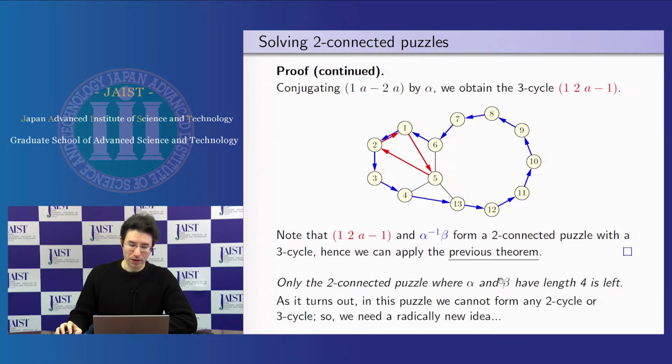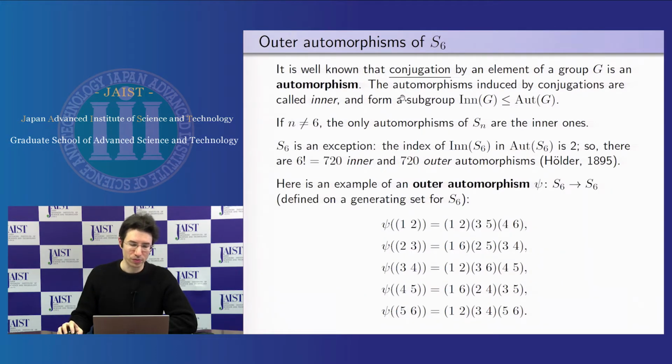All right, we only have the one type of puzzle to study, which is the one where the 2 cycles have length 4. So let's study it. In this puzzle, we cannot form any 2 cycle or 3 cycles, so we have to use a new idea for this puzzle. We use the concept of automorphism. An automorphism is a function from the group into itself, which preserves its structure. And conjugating by an element is an automorphism. And the automorphisms that are generated by conjugations are called inner, and they form a subgroup of the group of automorphisms.